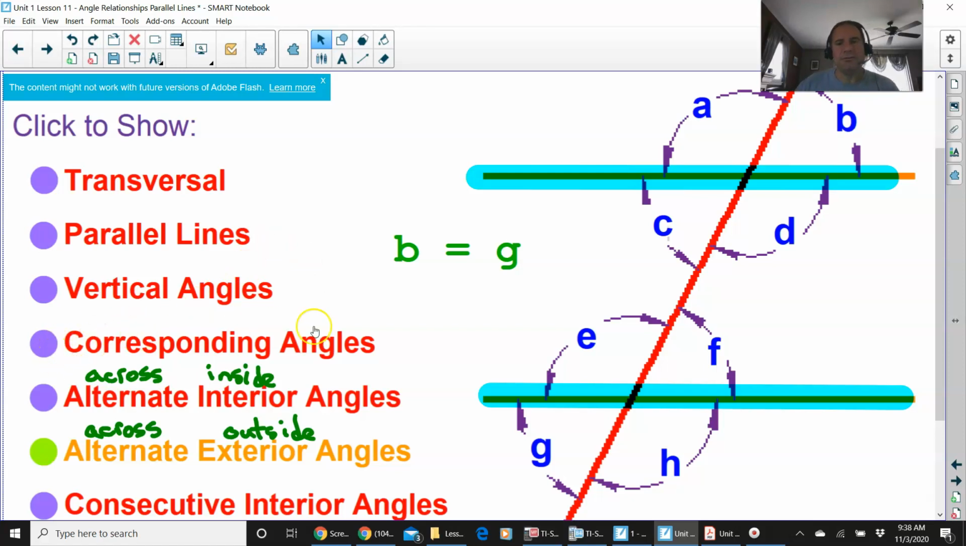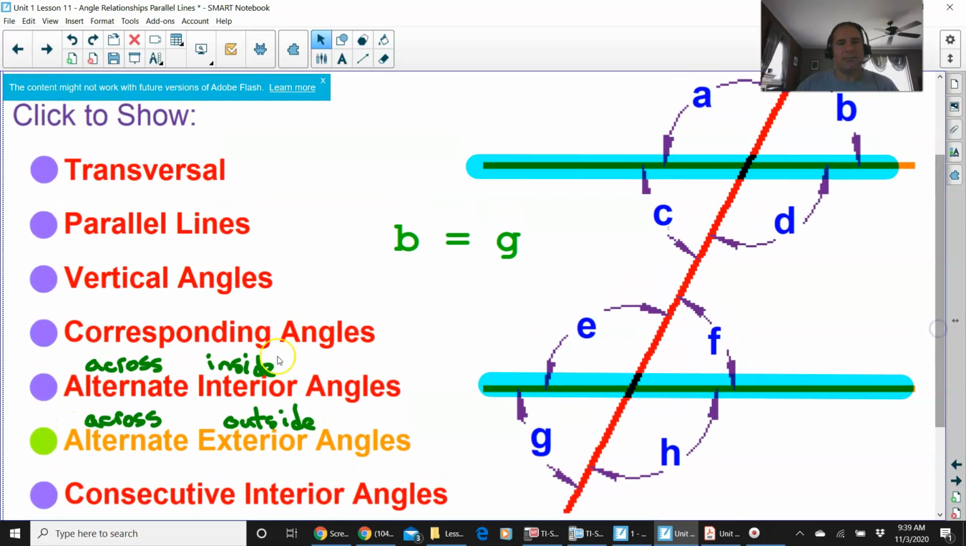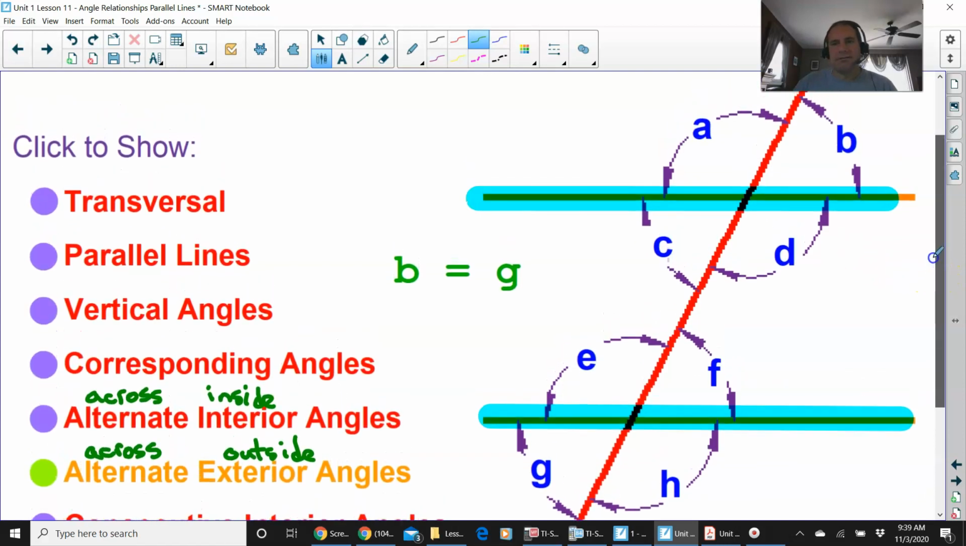Let's go back to corresponding angles. We're going to go back to corresponding angles because that's the only one we did not cover yet. So here we go. Take a look on the top part of this, like just the parallel line here and the transversal coming down here. This is the top part. This is the bottom.